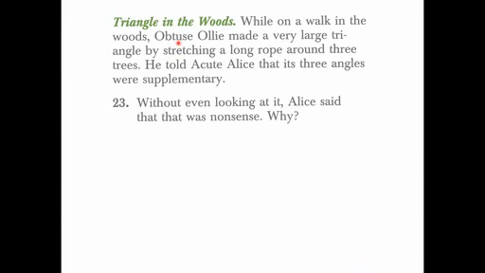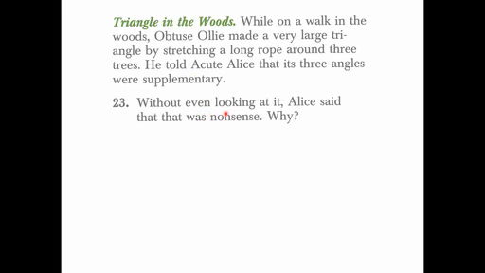Ollie and Alice out in the woods. Ollie's wandering around. Takes a long rope. He goes around 3 trees. You picture it? So around 3 trees. And he says to Alice, my 3 angles are supplementary. So he's got some things right. He's connecting the angle measure 180 degrees with supplementary. Triangle angle sum. But he's got something messed up.